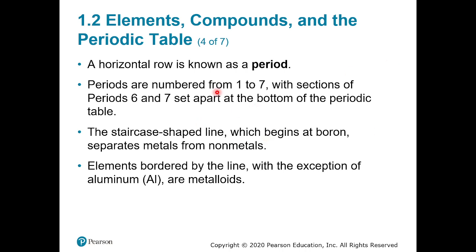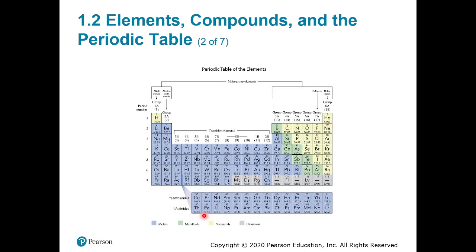Okay. All right, so the periods, these are the ones that are the horizontal rows going down. They're numbered from 1 through 7. 6 and 7 are set apart from the periodic table. That's that insert that I was talking about before.